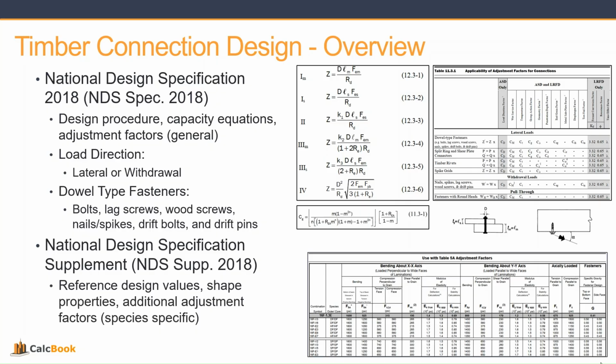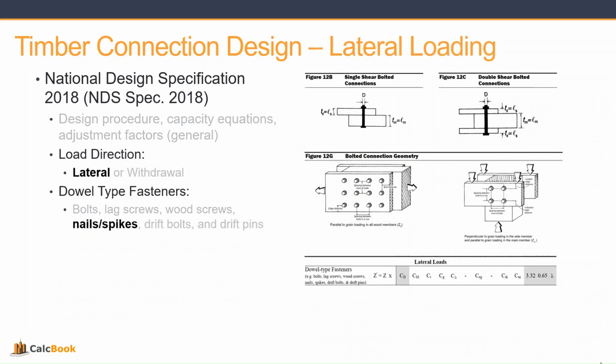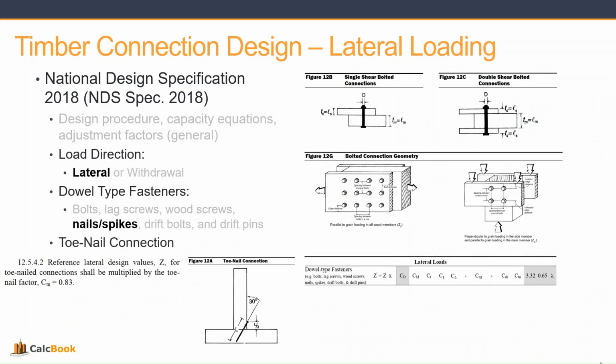So for today's video, we're going to be looking at lateral loading for nails and spikes. The only different thing that we're going to be looking at here is that we are going to be having a toenail connection. We'll look at that in a second, but remember that we need to include this toenail reduction factor, which CalcBook will do automatically. We just need to make sure to check the box that this is a toenail connection.